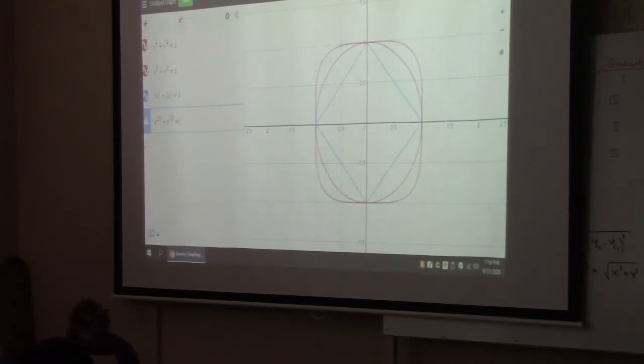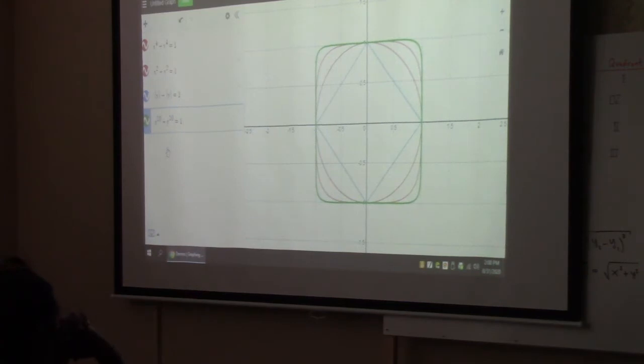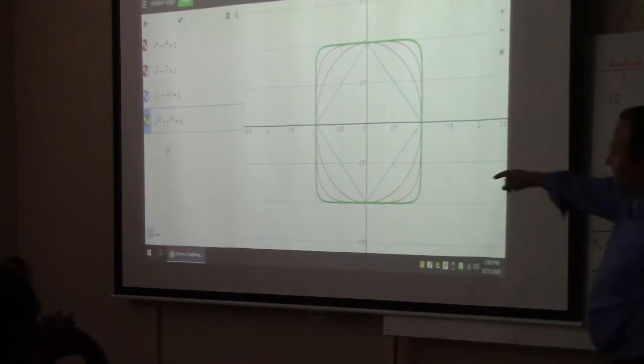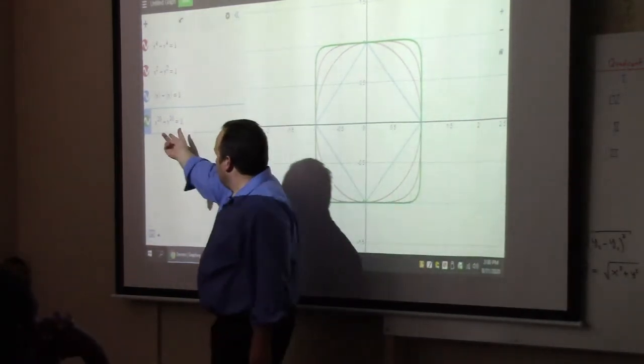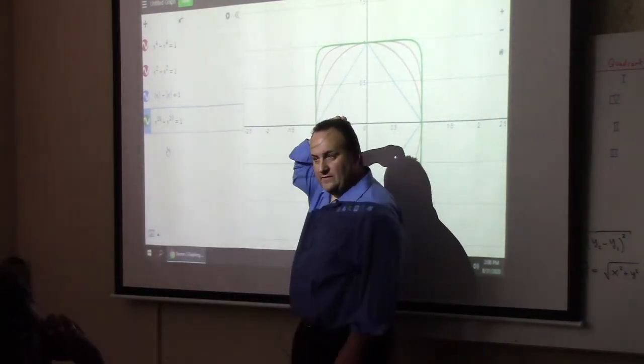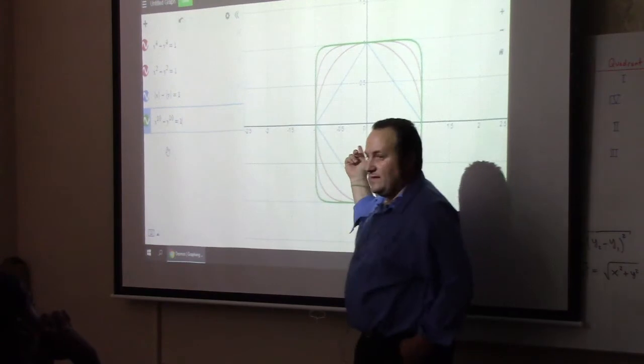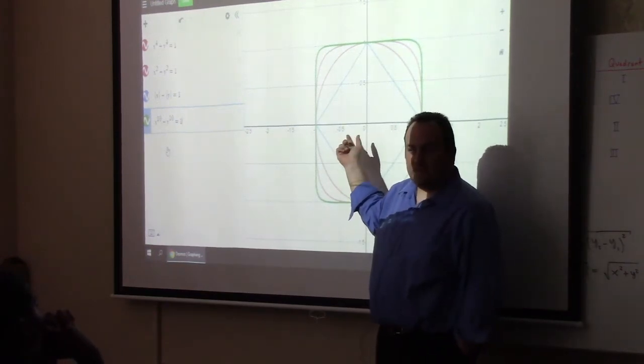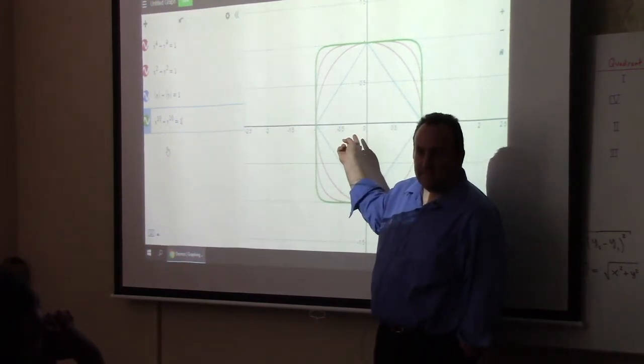Where do you think it's going to fit in this picture? Inside or outside? Outside, right? You're right. And so, in fact, as you let this number here go to infinity, you get a square. So, actually, these are all examples of circles as we define circles in abstract mathematics.